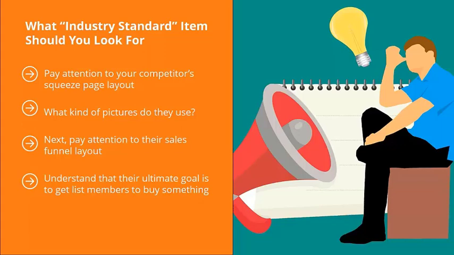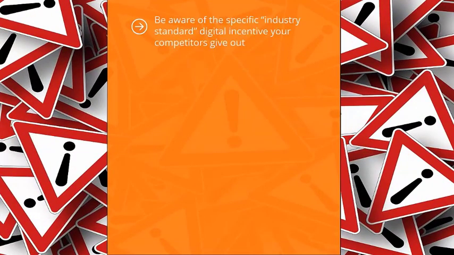Pay attention to the kind of freebies or incentives your competitors offer to get people to sign up to their mailing list. Do they use cheat sheets or short reports? Do they give away full books? Do they attract list members by offering a special video? Do they promise some sort of insider information that people have to sign up for to access? Be aware of the specific industry standard digital incentive your competitors give out. You're going to have to offer the same. You can tweak this later on, but you need to start out with this type of incentive.